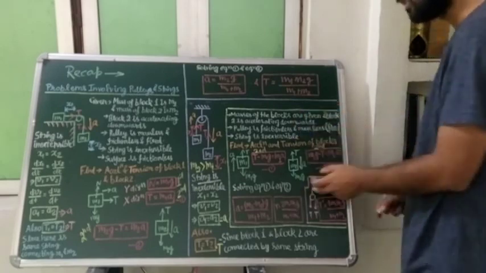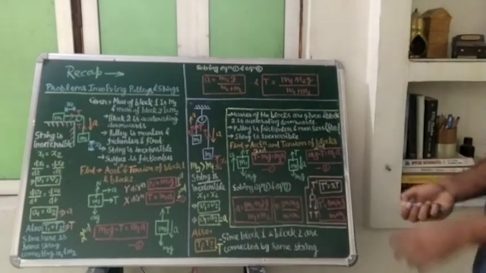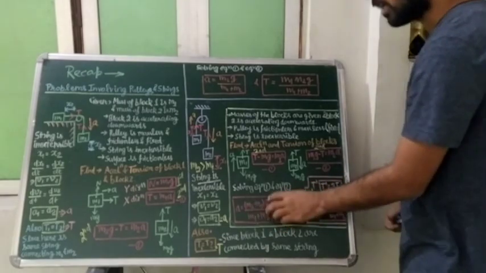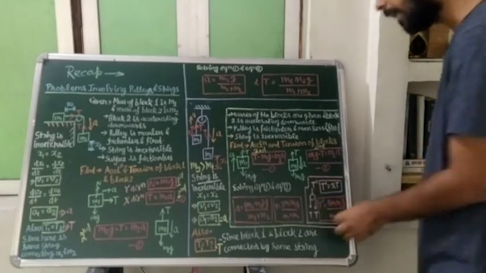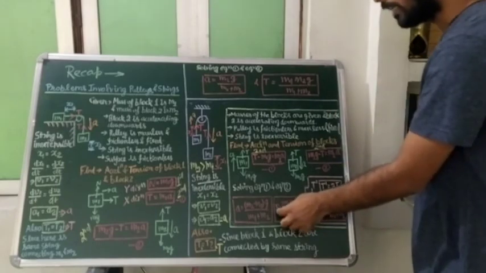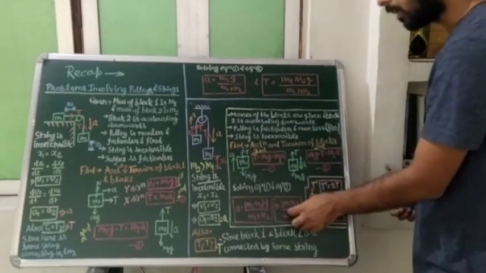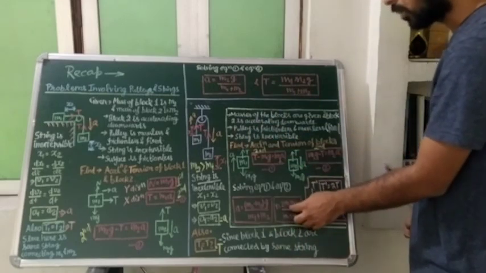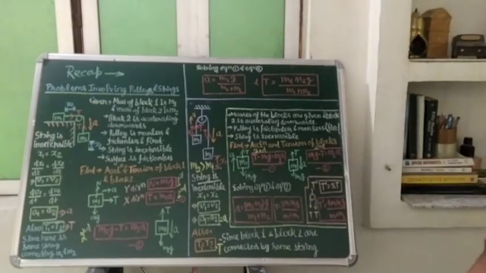When we solve equation 1 and equation 2, you will get the expression of acceleration as equal to (m2 minus m1) times g upon (m1 plus m2). And the tension in that string will become equal to 2 m1 m2 g divided by (m1 plus m2).